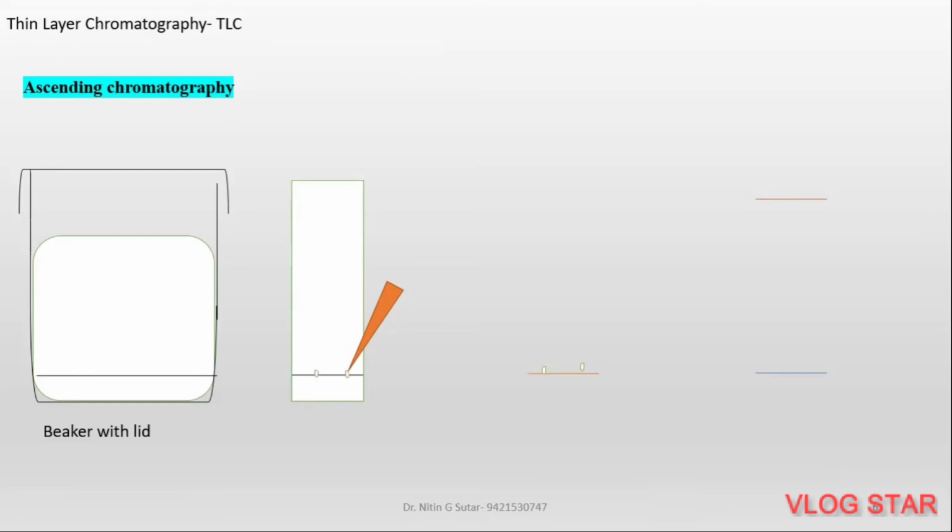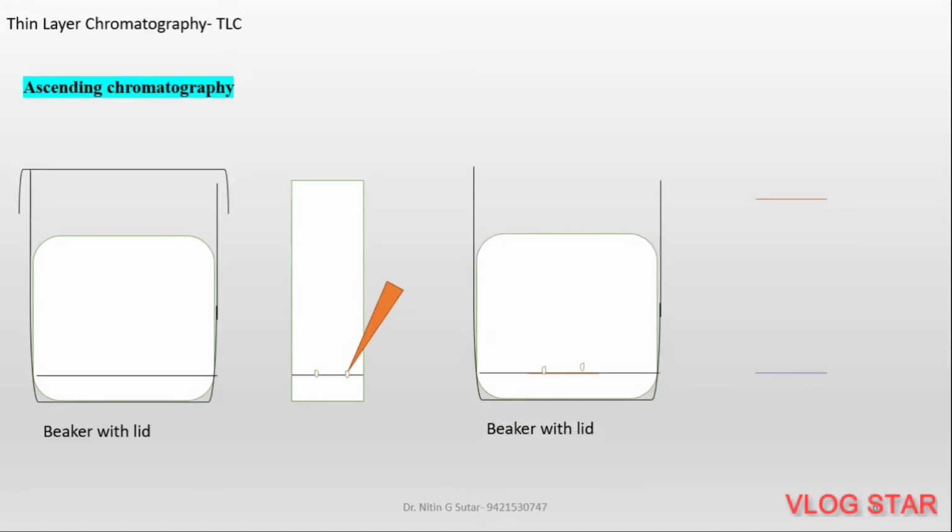You can apply two spots at a time. Either one is a sample and another one a standard, or both are samples. In this way, dry the slide after application. Then you have to take your saturated beaker, where the mobile phase is saturated, that is your initial beaker. Then place your slide, where the spot has been applied, in that. Keep the lid over that.